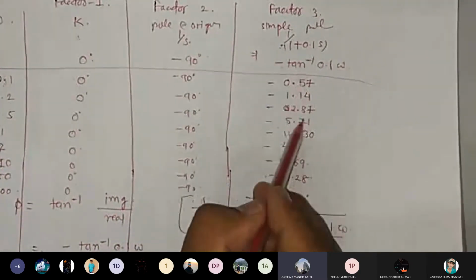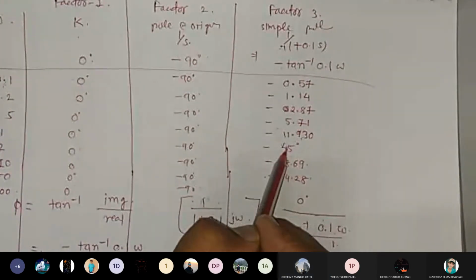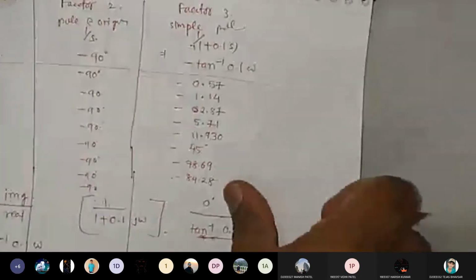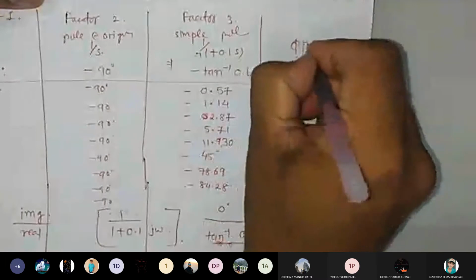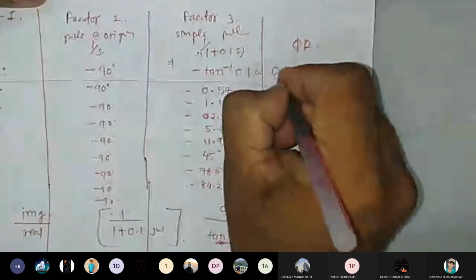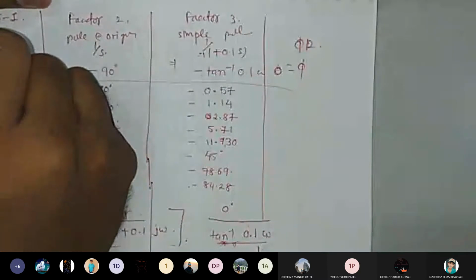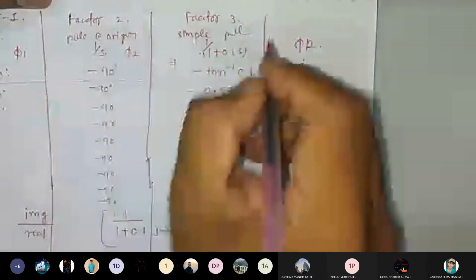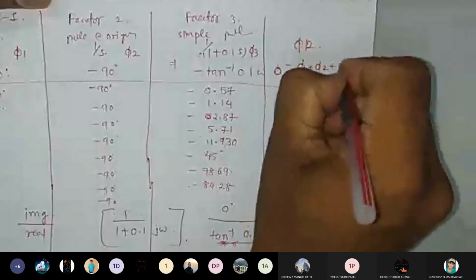Okay, 0.1, 0.2, 0.5, 1, 2, 10, 50 and 100. So this is the contribution made by factor number 3. Now I will find out the resultant. Phi r is nothing but factor number 1, 2 and 3, that is phi 1 plus phi 2 plus phi 3.